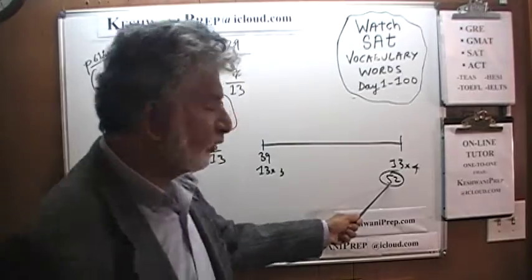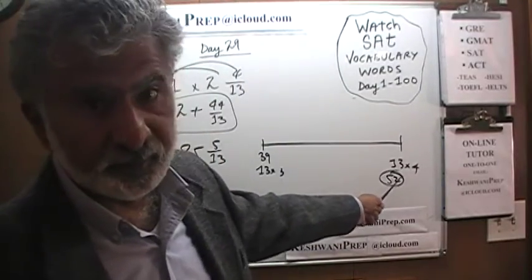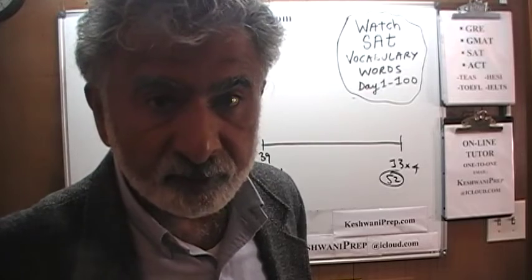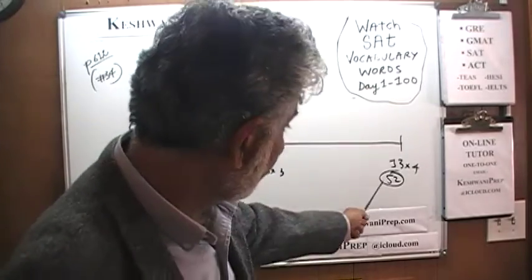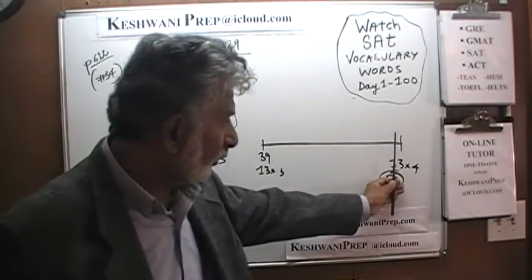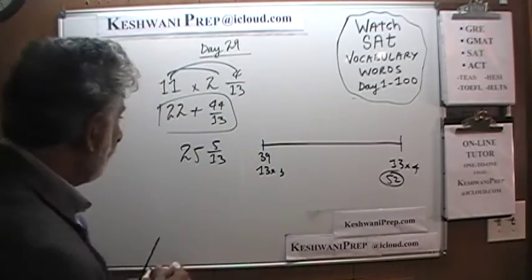How do I know this is 52? I don't know what 13 times 4 is, but I do know that if I double 13, I get 26, and if I double the 26 again, I get 52. That's what that is. Think of this in terms of scale. The scale is all the way from 39 to 52, and we are all the way out here.